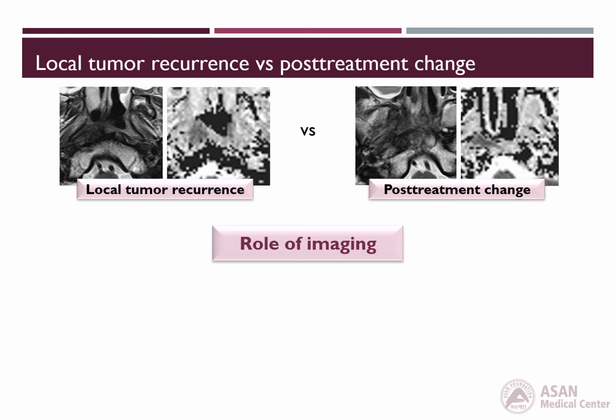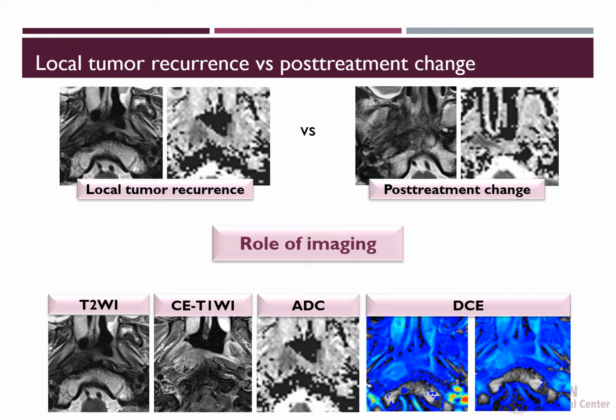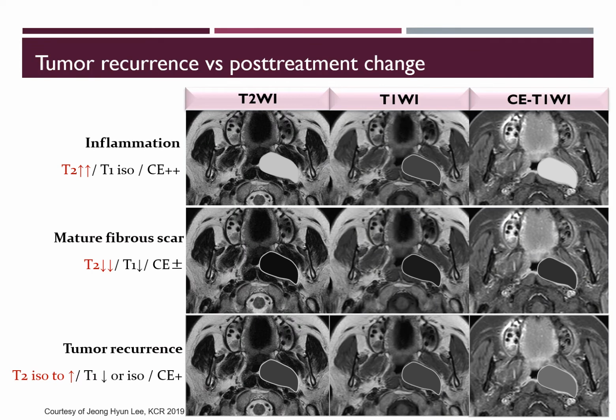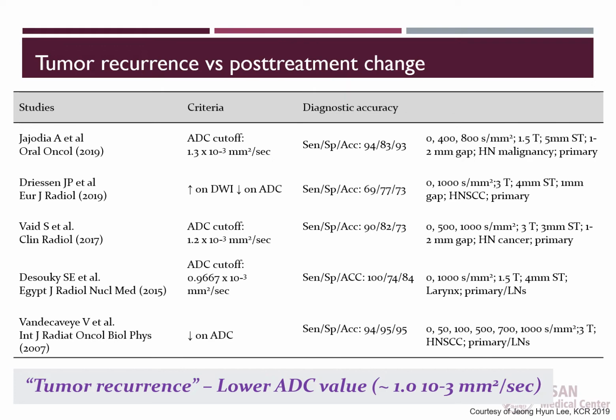The role of imaging, especially when the site is clinically inaccessible, is important, with conventional images such as T2 weighted image and contrast-enhanced T1 weighted image, as well as advanced imaging such as diffusion weighted imaging. On conventional images, signal intensity similar to that of the initial tumor, with an ill-defined enhancement pattern, is characteristic of recurrent tumor. And previous studies have demonstrated lower ADC values in recurrent tumor.